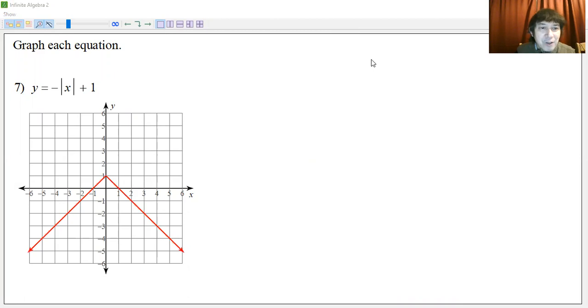Let me erase the answer. Let's proceed to number 8. All right, here's number 8. y is equal to negative the absolute of x minus 3 plus 4.